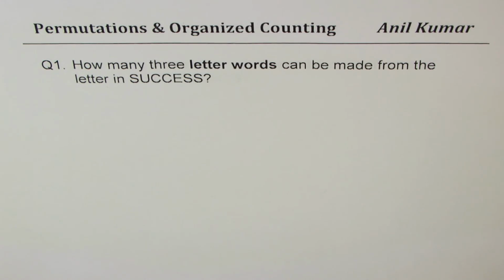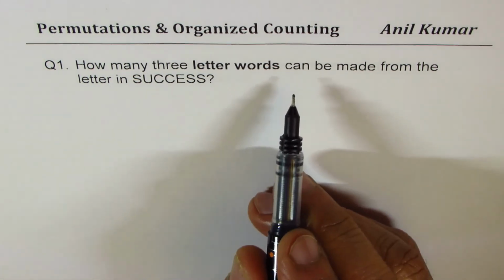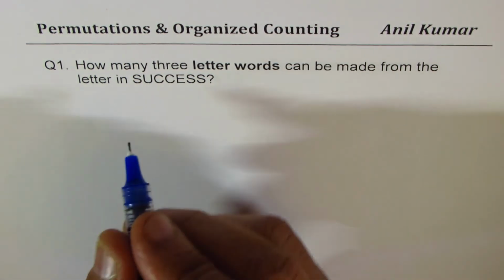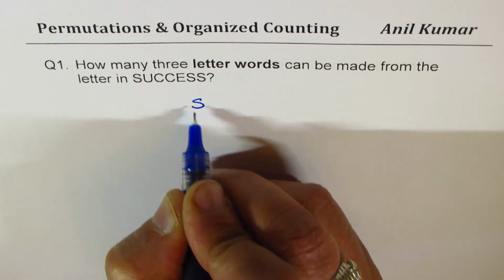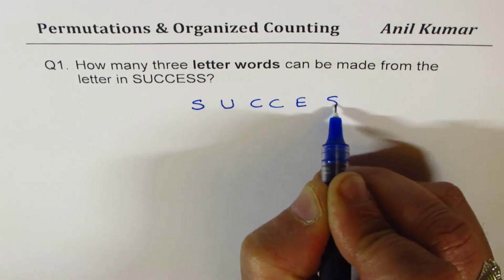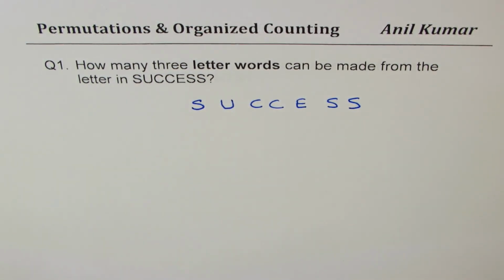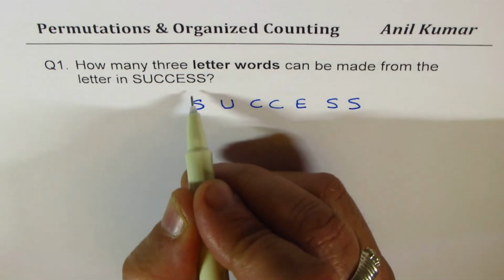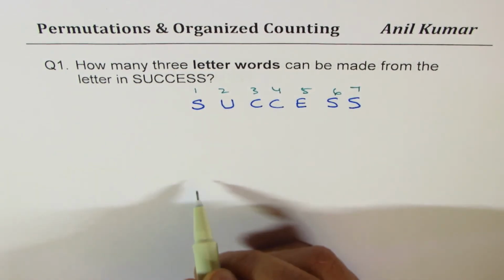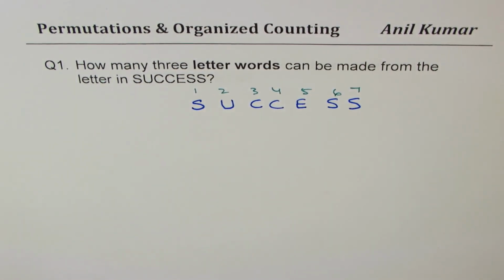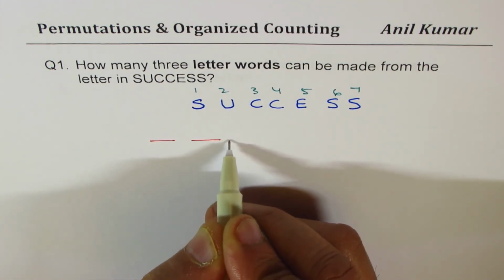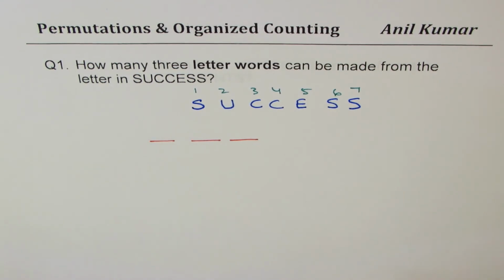The very first question here is, how many three-letter words can be made from the letters in success? So let's try to understand the word itself. We have letters as S, U, C, C, E, S, S. So in all, how many letters do we have? We have 1, 2, 3, 4, 5, 6, 7 letters. What do we need? We need to place them in a way so that we can fill in 3 spaces, just 3 spaces, not all 7.